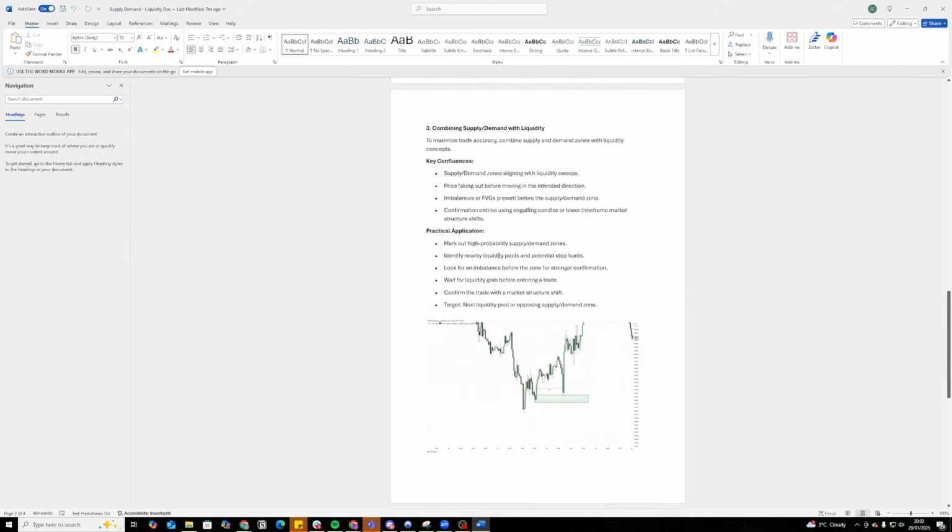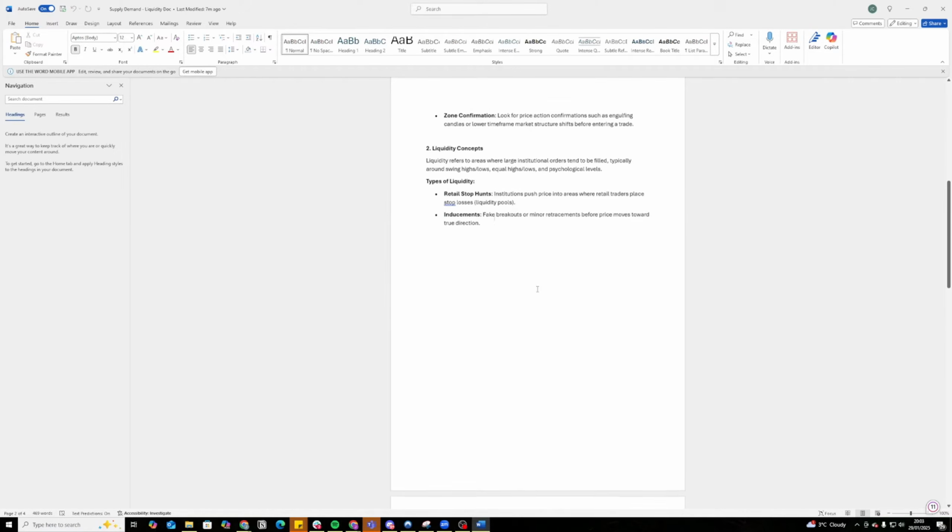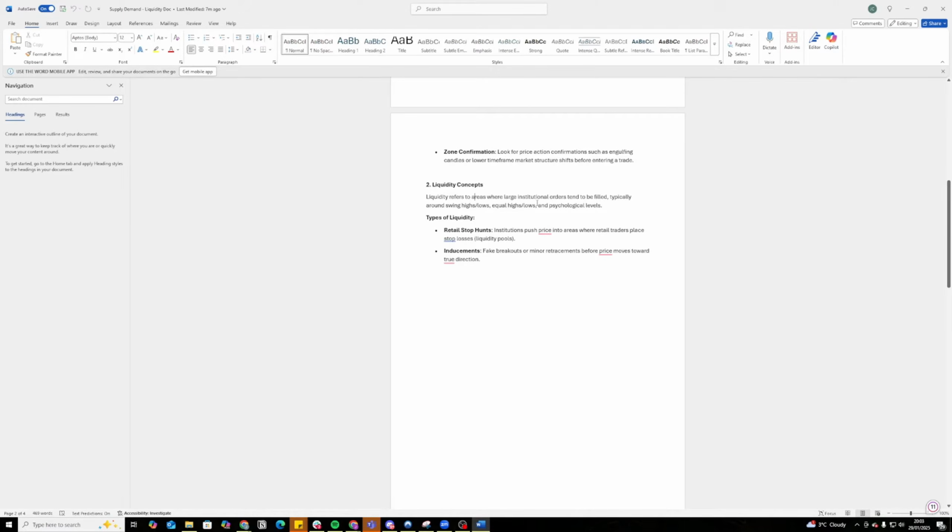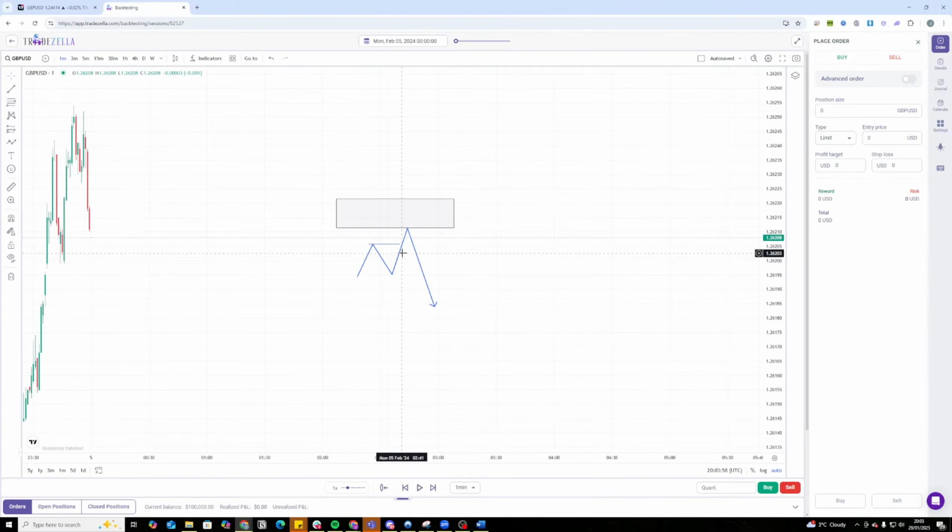So if I come back to the document and we read here, liquidity concepts refers to areas where large institutional orders tend to be filled, typically around swing highs, swing lows, and psychological levels. That could be inducement, exactly. That could be Asia high, Asia low, previous daily high, just a big swing point in general. So essentially what we want to look for is a big wick sort of example.